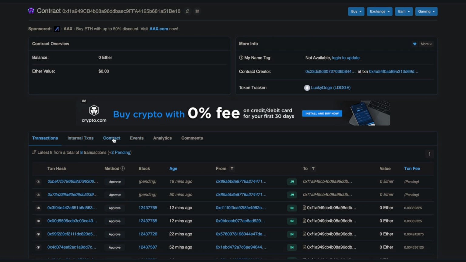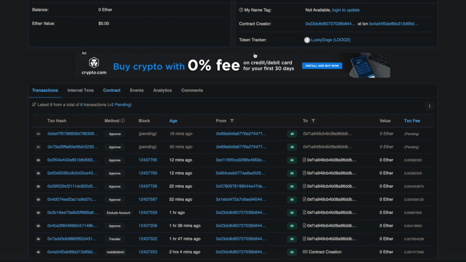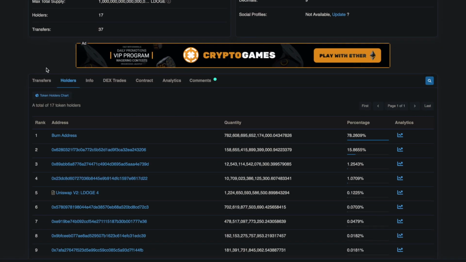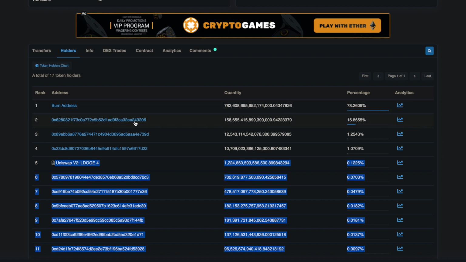Let's check the contract. The contract is not verified, so we can't check the source code, which is really bad. It's another red flag right here. Let's go on the token tracker and see what we get here. Burn interest, so 78% is burned. That means 22% is left. Another thing is there's no contract on those wallets, so those are private wallets.